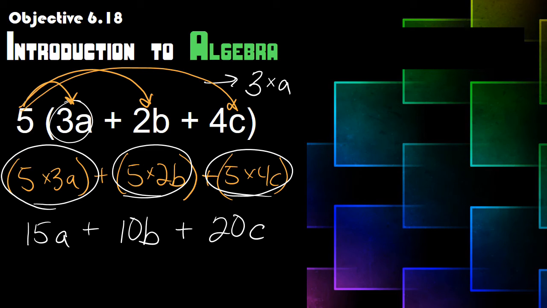Right now, we can leave this exactly the way it is because we do not have to add these together, because we actually have different variables. We're not sure what those variables are yet. So we're just going to leave it as 15a plus 10b plus 20c.